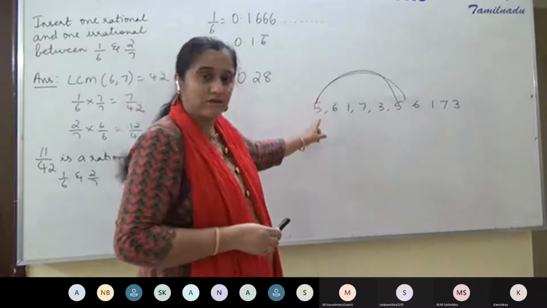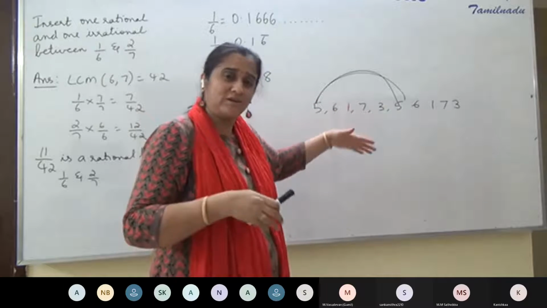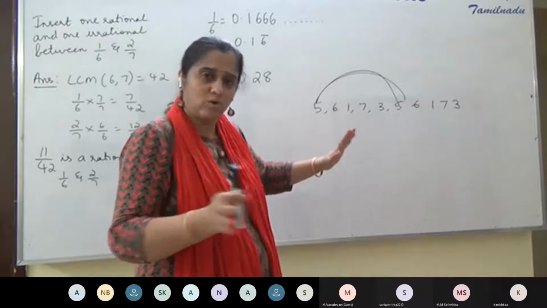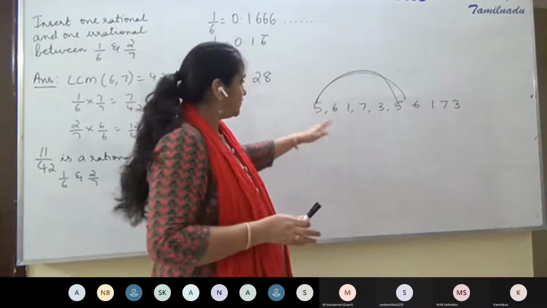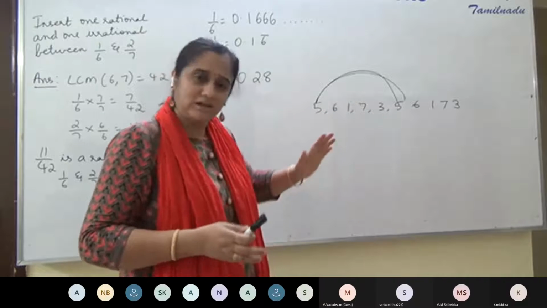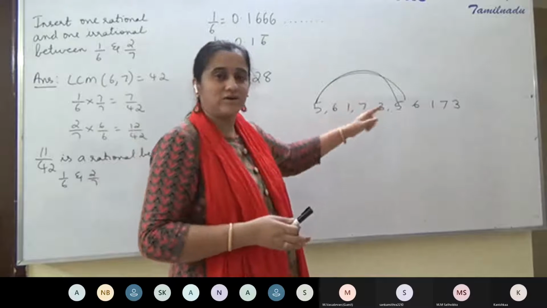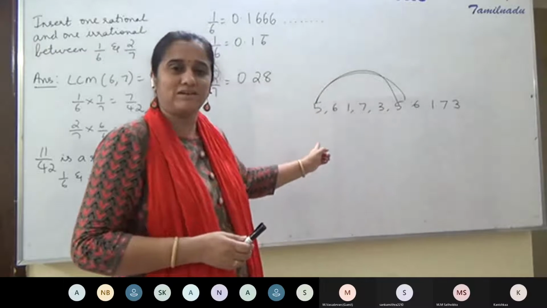So when you get remainders 5, 6, 1, you should not stop. 5, 6, 1 are different remainders. You should not stop the division. Go on. Then you get 7. Go on. Then you get 3. 5, 6, 1, 7, 3. The remainder has not repeated. Then go on. Continue the division. Then you get 5. When you get 5, you realize that you had already got 5 as a remainder earlier.